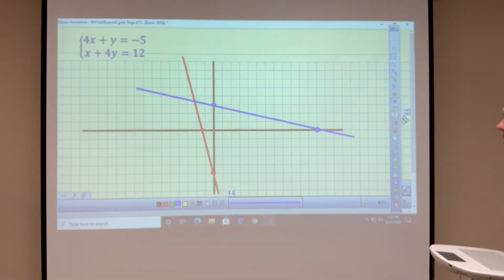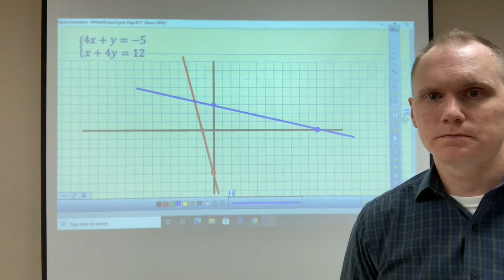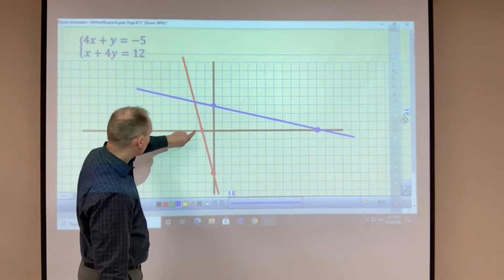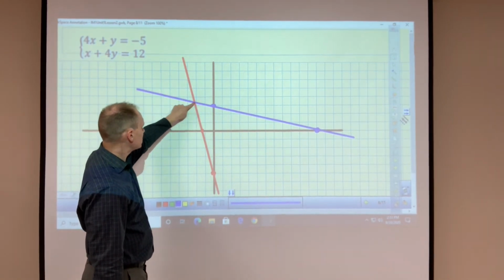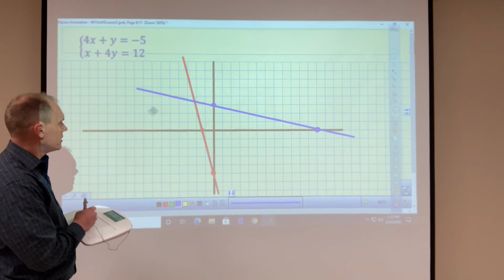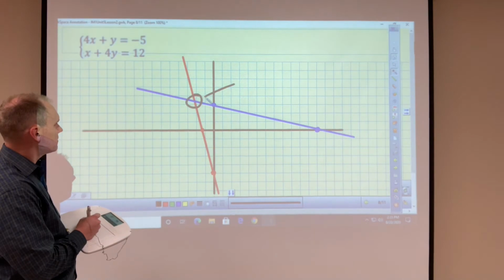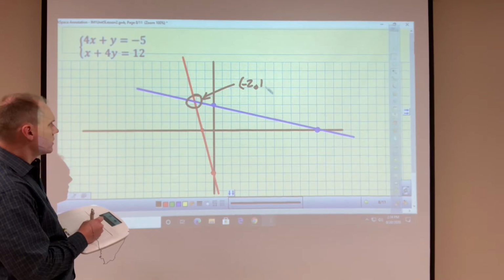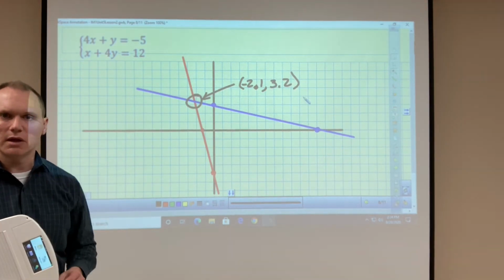Okay? So take a second and see if you can estimate what the solution is to the system. All right, so you might be saying the solution is maybe negative 2.1 and 3.2 or something like that. It's this point right here, right, that we're talking about. If we were to guess, negative 2.1, comma, 3.2 or something like that might be our best estimation.